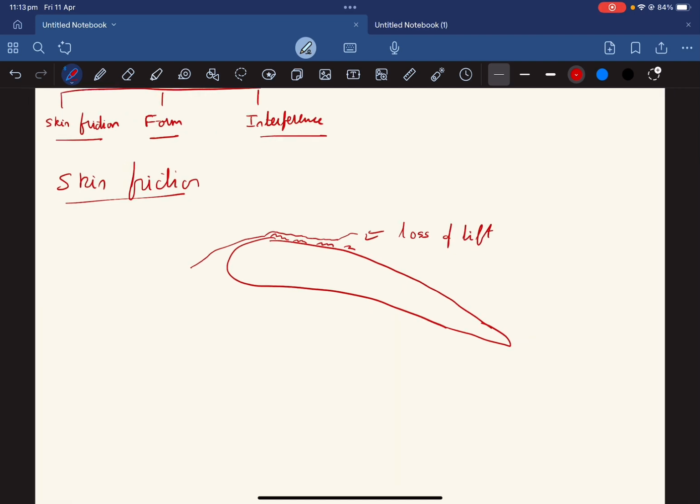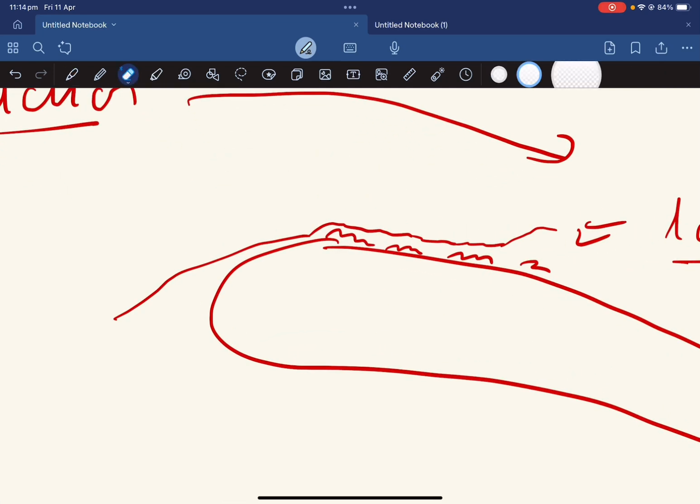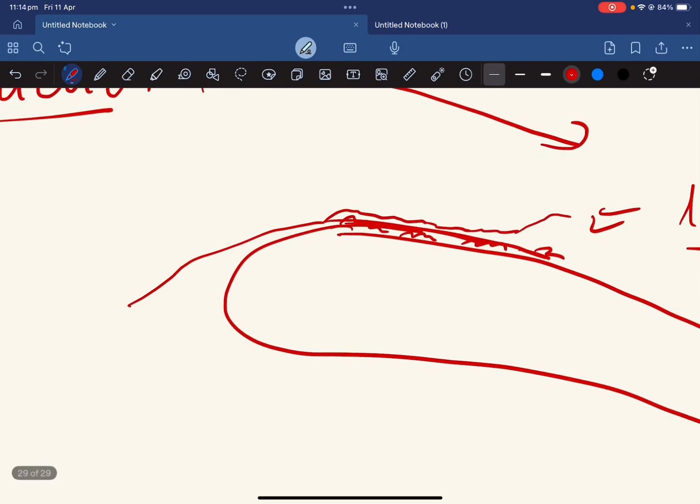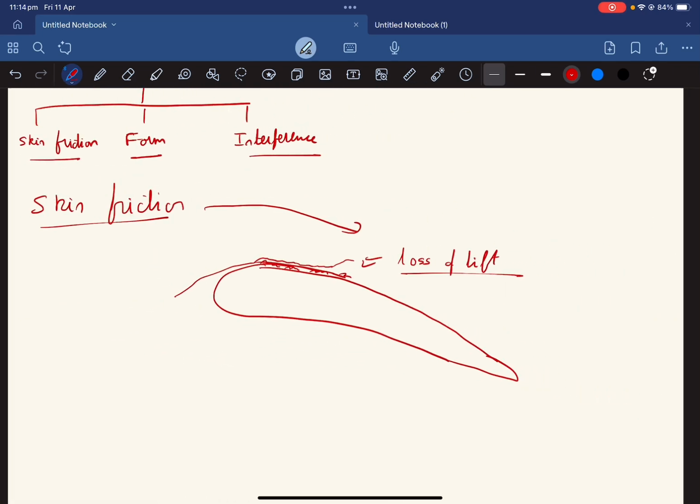This type of drag is called skin friction drag. And how can you solve it? By polishing. If I polish the surface smooth, then I can manage to reduce the skin friction drag. Let's go to the next type of drag, which is form drag.